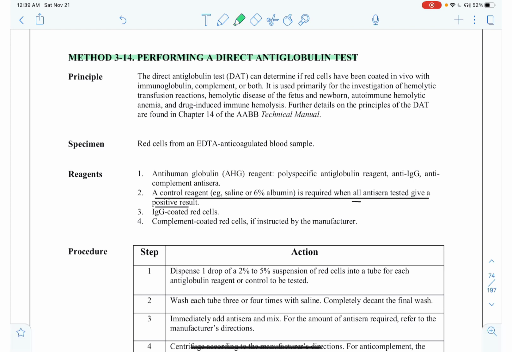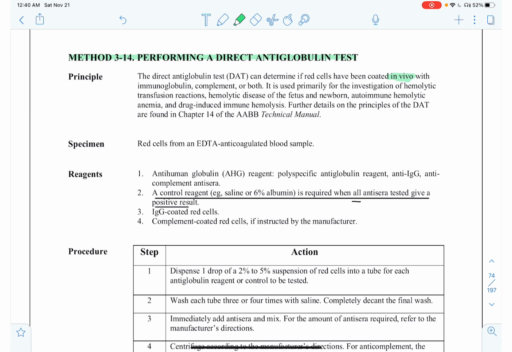Just some important notes to point out. The DAT detects sensitization in vivo, so in the patient's circulatory system. This is a very important concept to recognize. The IAT, indirect antiglobulin test, which we covered previously, detects in vitro sensitization, meaning in our test tube system, where this is actually coming from the patient.